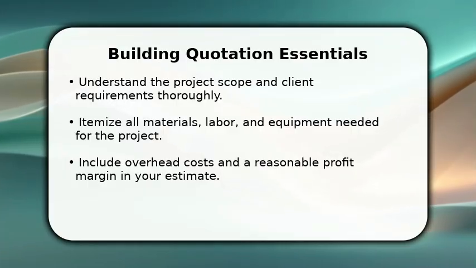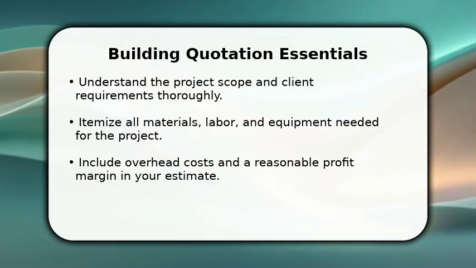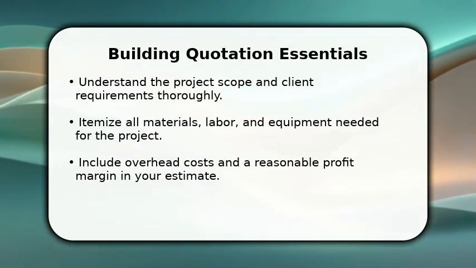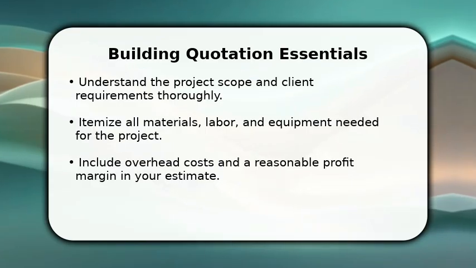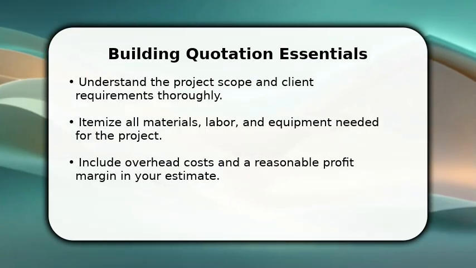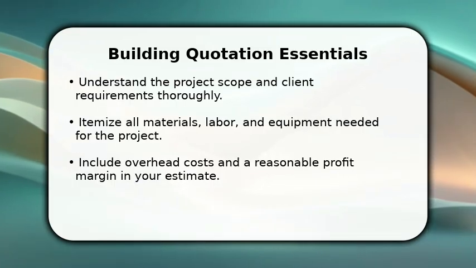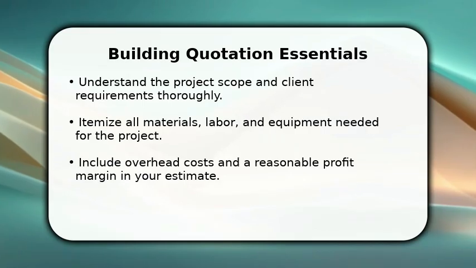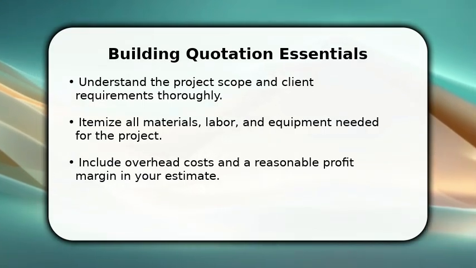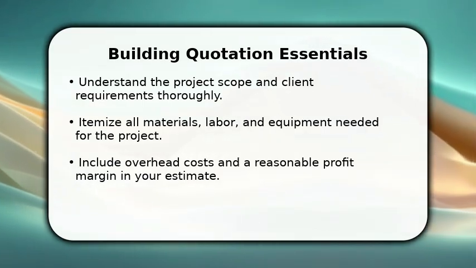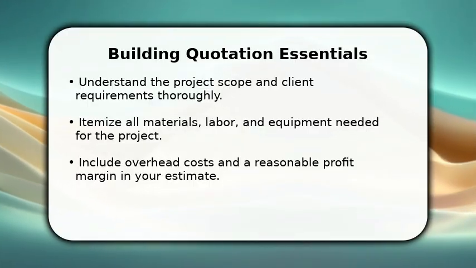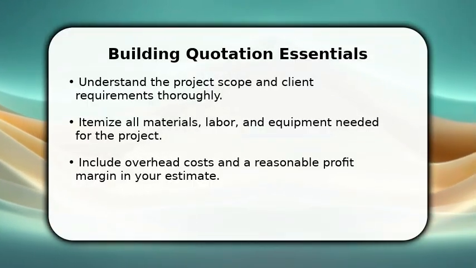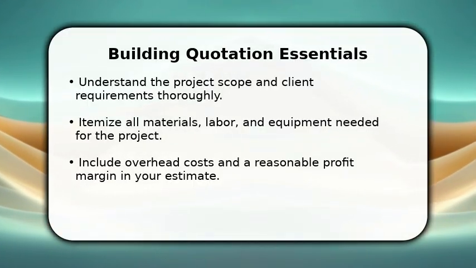In this video, I will explain how to make a building construction quotation. First, thoroughly understand the project's scope and client requirements. Next, itemize all materials, labor, and equipment. Remember to include overhead costs, typically 15 to 20% of direct costs, and a reasonable profit margin, often 10 to 15%. This foundational step ensures a comprehensive and competitive offer for your client.